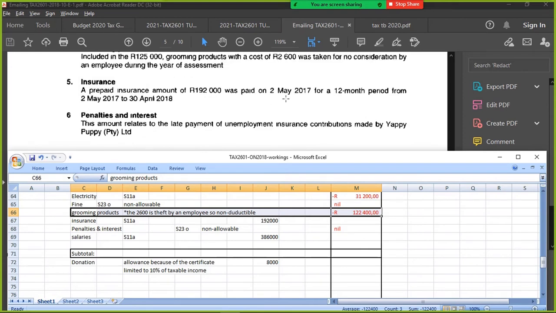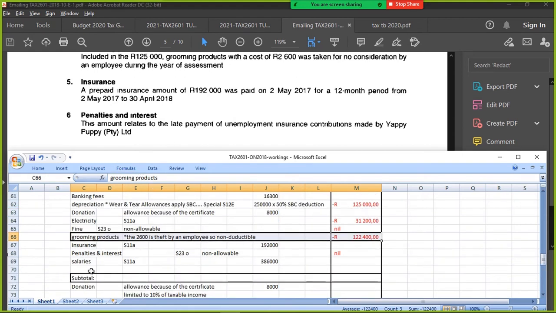Ooh, so May to Feb is how many months? May, June, July, August, September, October, November, December, January, February. 10 months. Do you agree? Yes. Okay, this is a prepaid insurance amount of 192,000 paid on the 2nd of May for a 12-month period from May to April. Okay, so we need to put a note about this.